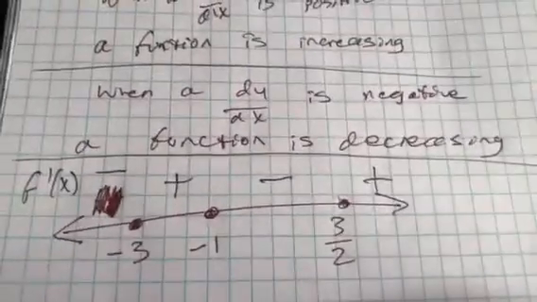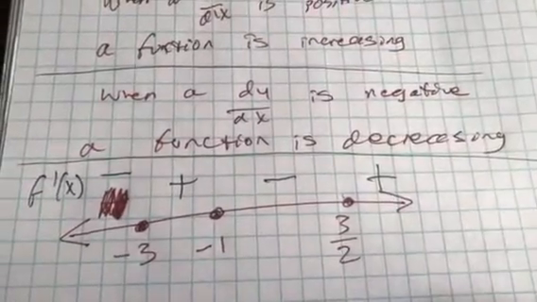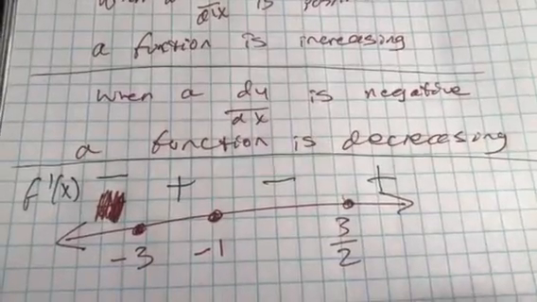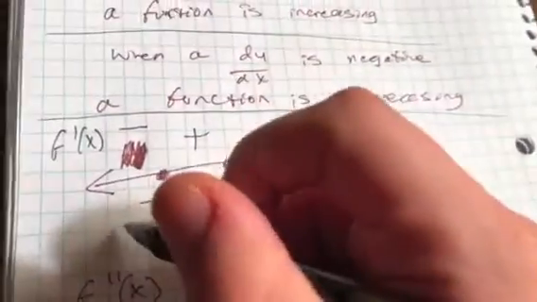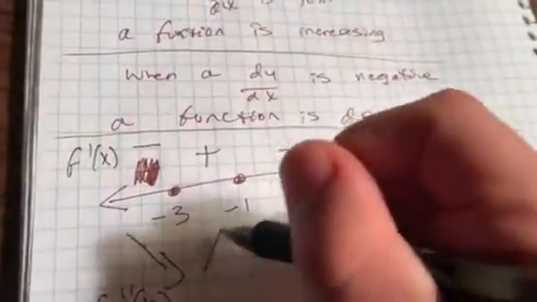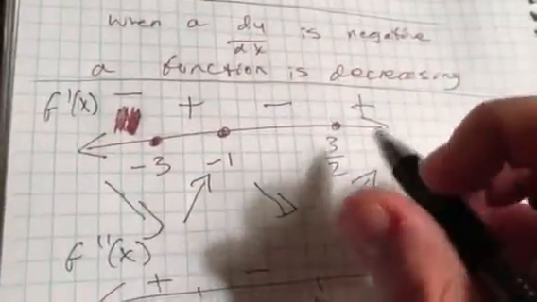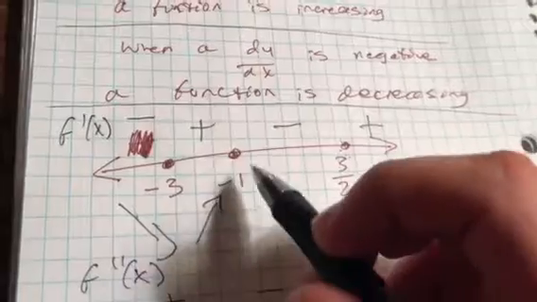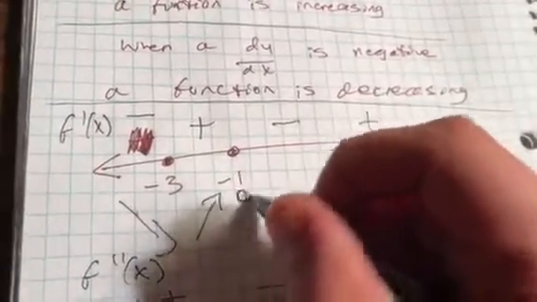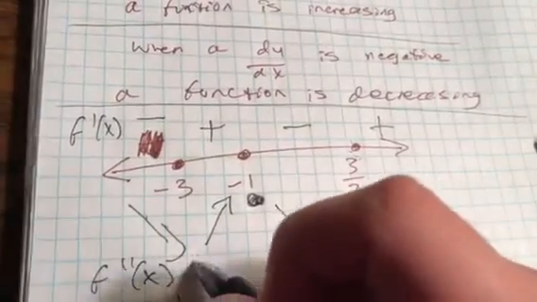And what does this tell us? Oh yeah, this tells us the shape of the original function. So it's going to be going down, then it's going to go up, and then it's going to go down, and then it's going to go up again. So this can tell us that at x equals 3/2, we are going to have a relative minimum down here. And that at x equals -1, we're going to have a relative maximum. And that at x equals -3, we're going to have a relative minimum.